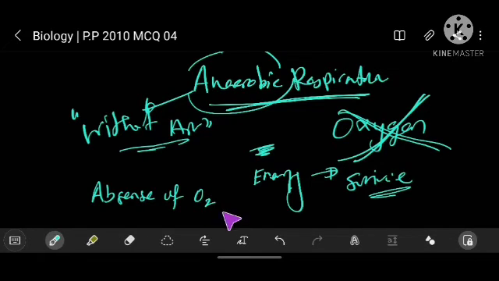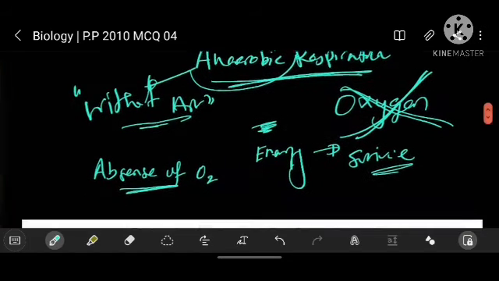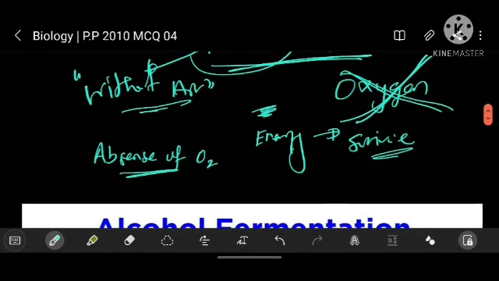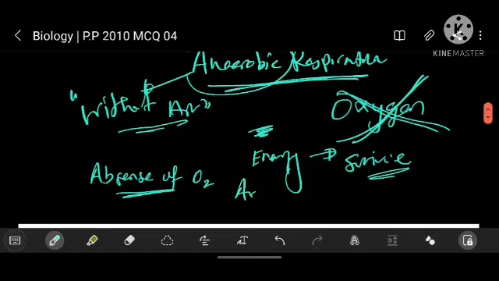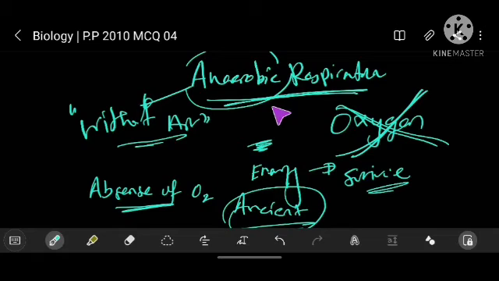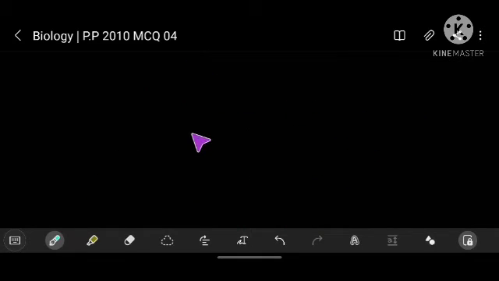This is actually quite an ancient way of respiration. In the history of evolution, anaerobic respiration was the one that originated first. Only after that did aerobic respiration originate. So due to the lack of oxygen, organisms carry out respiration in the absence of oxygen to produce the energy they require, which is referred to as anaerobic respiration.